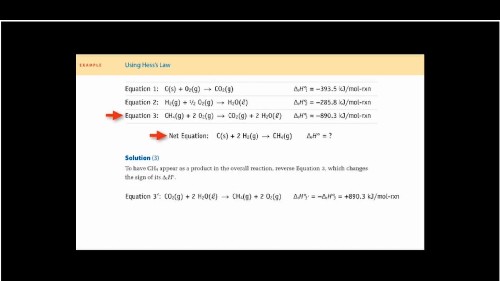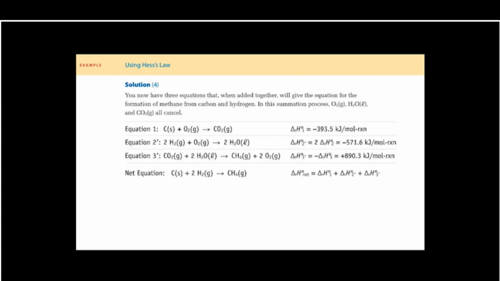We see that equation 3 and the overall equation both contain methane gas, but on opposite sides of the equation. Reversing equation 3 results in methane as a product. It also results in the opposite enthalpy change. So the enthalpy change for the adjusted reaction, which we will designate as equation 3 prime, is positive 890.3 kilojoules per mole reaction.